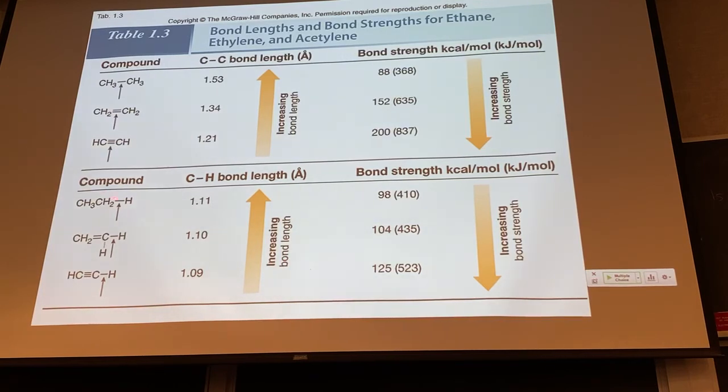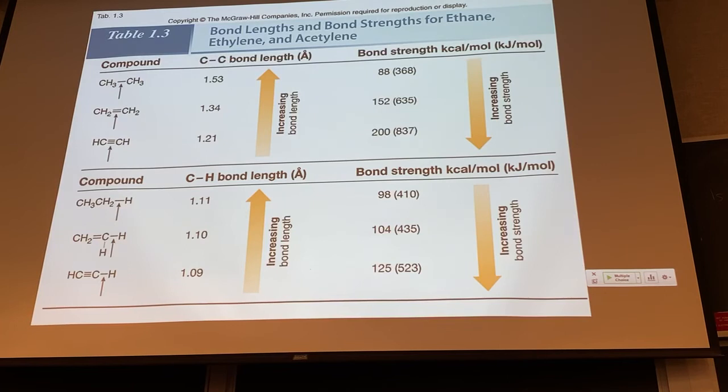We're actually comparing carbon-hydrogen bonds, 3 different carbon-hydrogen bonds, the one in ethane to the one in ethylene to the one in acetylene. And we see there's a small but measurable difference in bond length, which is connected to a measurable difference in bond strength. We're saying the carbon-hydrogen bond in acetylene is stronger than the carbon-hydrogen bond in ethylene, which in turn is stronger than the carbon-hydrogen bond in ethane. Why? Who would like to tell us why?